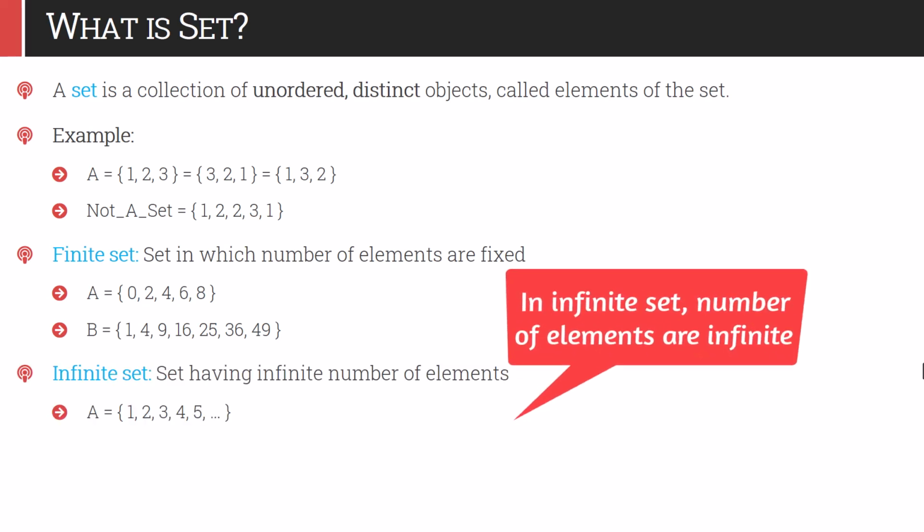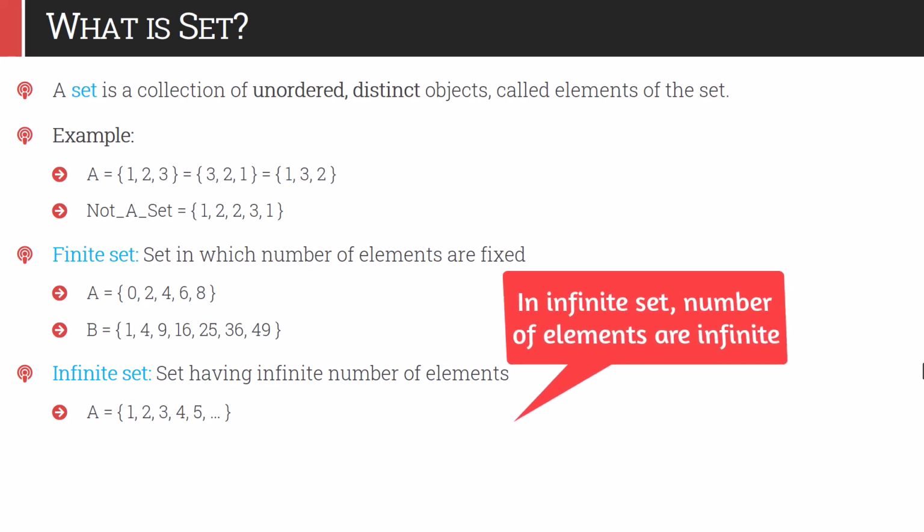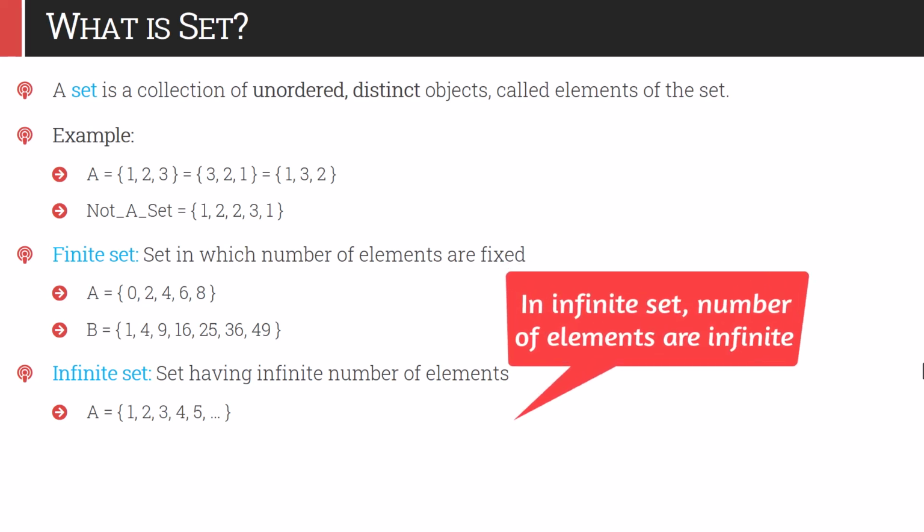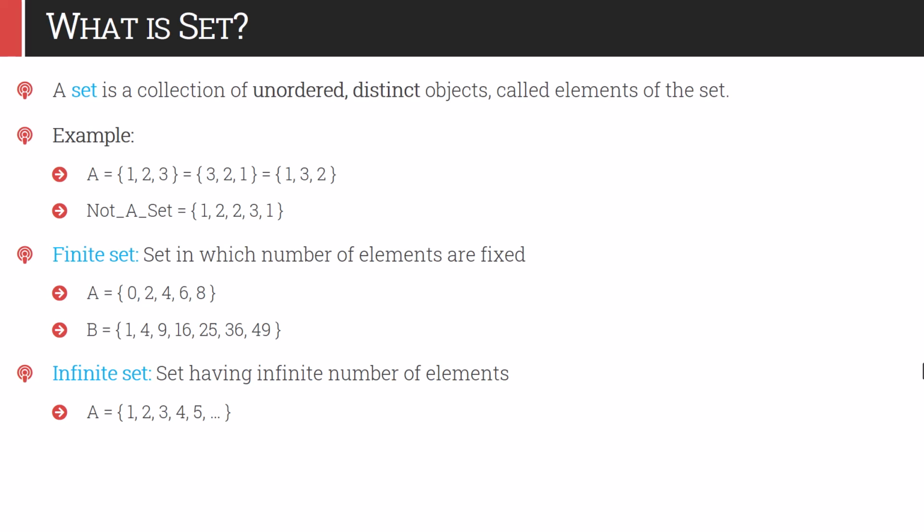In an infinite set, the number of elements is infinite. For example, A is equal to 1, 2, 3, 4, 5, and so on, which is the set of natural numbers. B is equal to 0, 2, 4, 6, 8, and so on, which is the set of even numbers. We cannot fix how many numbers there are in A and B. We cannot make that count, so A and B are called infinite sets.